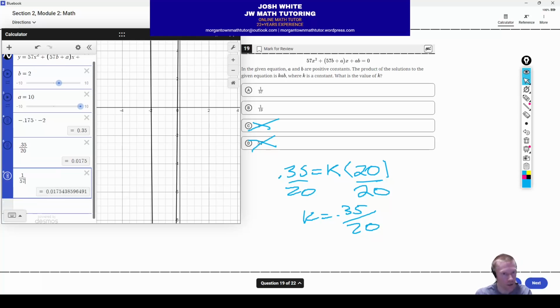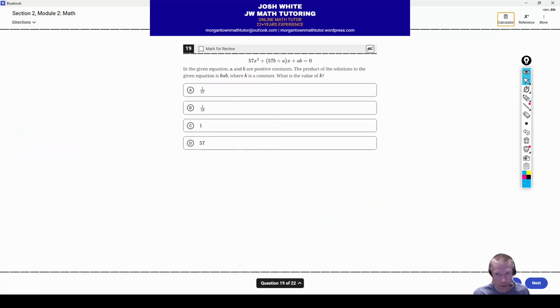And if you do A, notice it's pretty close. It just has more decimals. It's 0.0175438, blah, blah, blah. But still, we know that A has to be the correct answer. So that's how you could do this entire problem in Desmos as well.